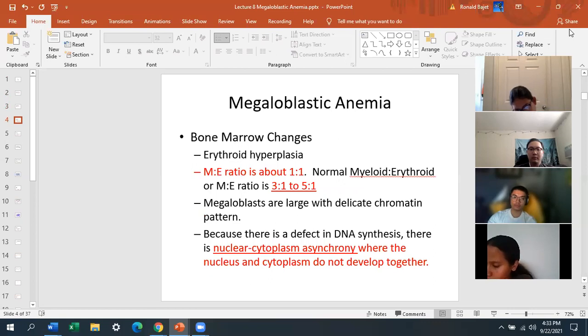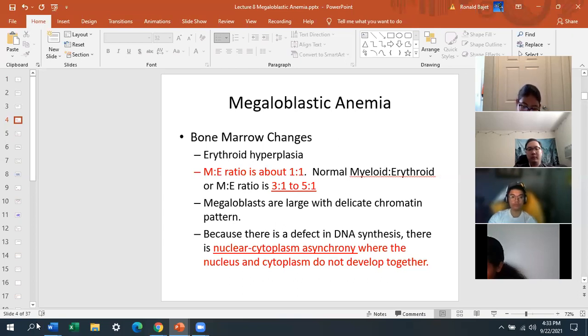So in the marrow, you have erythroid hyperplasia, so that the ME ratio is 1:1, myeloid precursors to erythroid precursors. Now that's abnormal because the normal myeloid to erythroid ratio is 3:1 to 5:1. There's 3 times more myeloid precursors than erythroid. Myeloid includes the platelet precursors, the neutrophil, the myeloid cells, and also the lymphoid. And then obviously the erythroid would be the erythroid precursors.